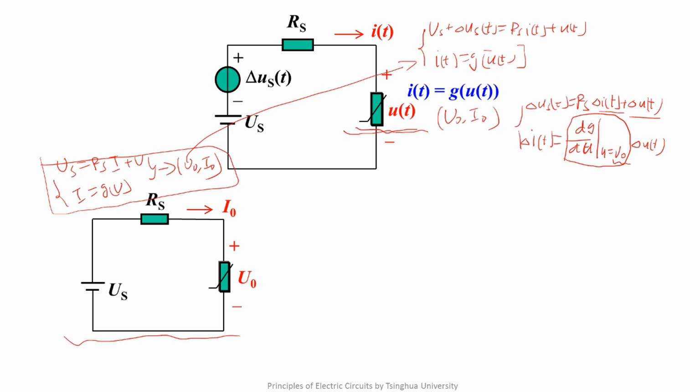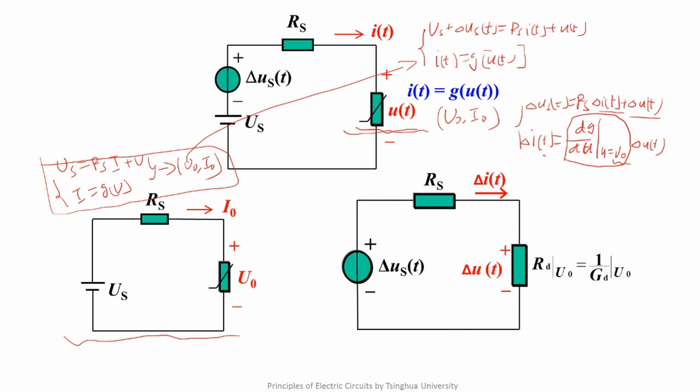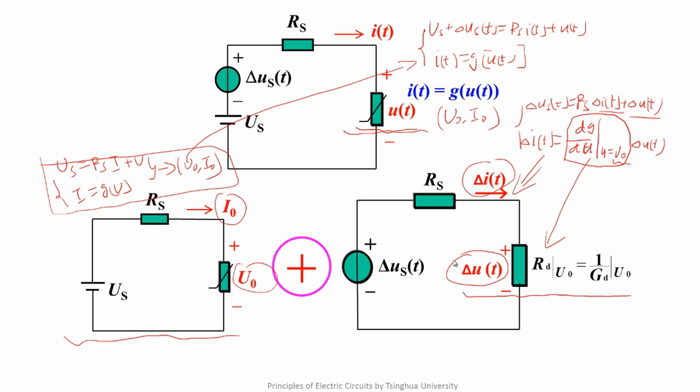Based on the algebraic equation, we can get a corresponding linear resistor circuit. So the original nonlinear resistor is replaced by a linear resistor. The linear resistance is the reciprocal of the coefficient. After we solve these two circuits, delta I is added to I0 and delta U is added to U0. We get the final solution of the circuit like this. We finish the analysis of the circuit containing the small signals.